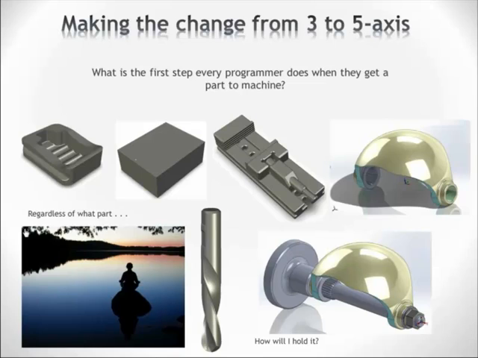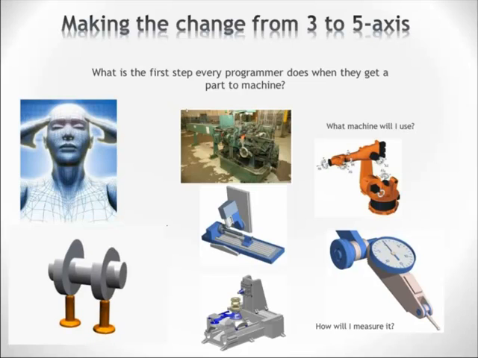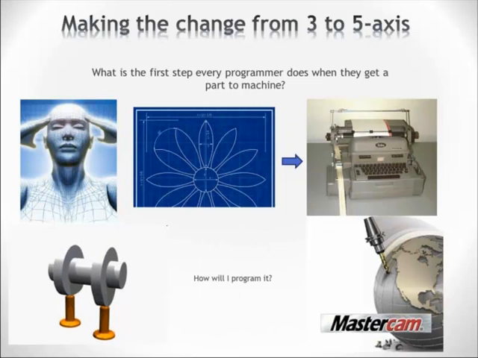You will take into consideration what material you're starting with, what kind of fixtures you're going to use, what tools you will use, what kind of machine you have available, what equipment, and how you will measure this. This is usually what people do who are used to 3-axis machining. You will think about what kind of programming method you will use. This is one of the old ones, like a Flexowriter, where I started.